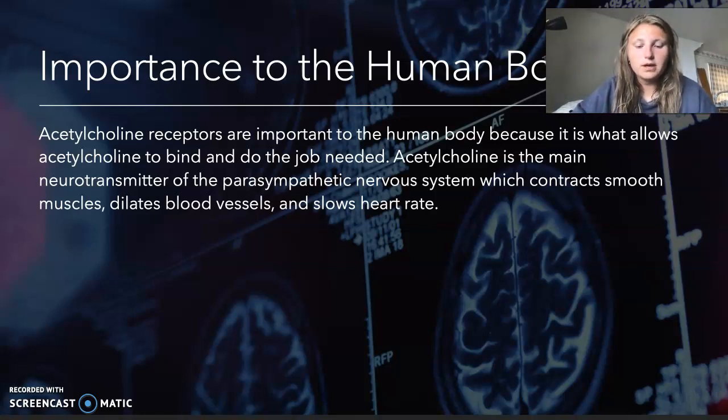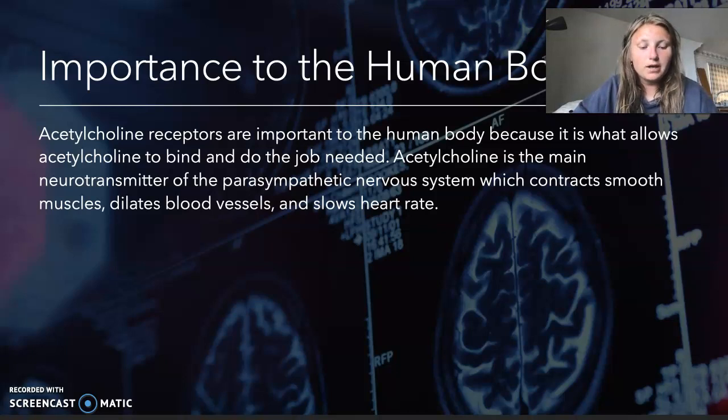Another important note to make about the acetylcholine receptor is the possibility of a receptor being blocked. If the acetylcholine receptor is blocked, the neurotransmitter cannot do its job and will be taken back up by the neuron that released it, in a process called reuptake.